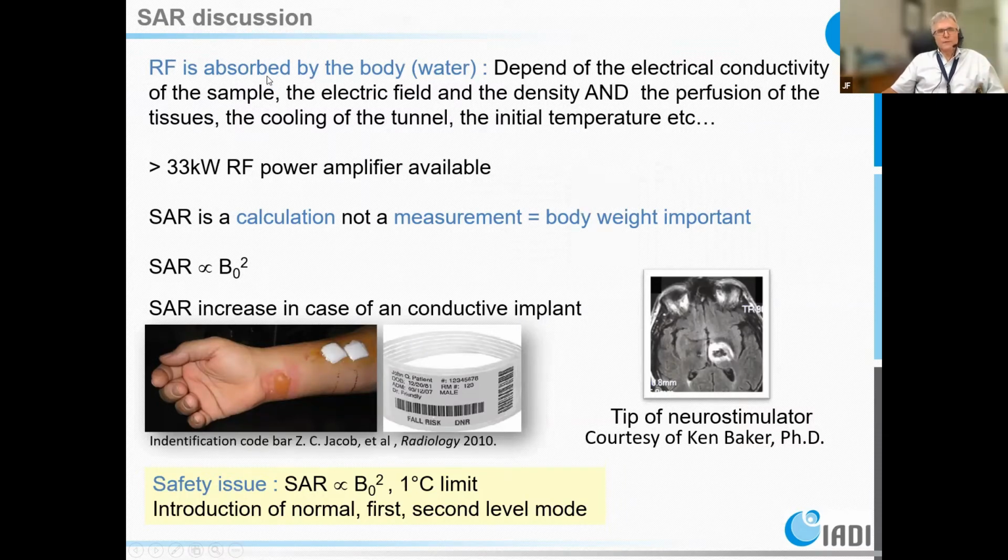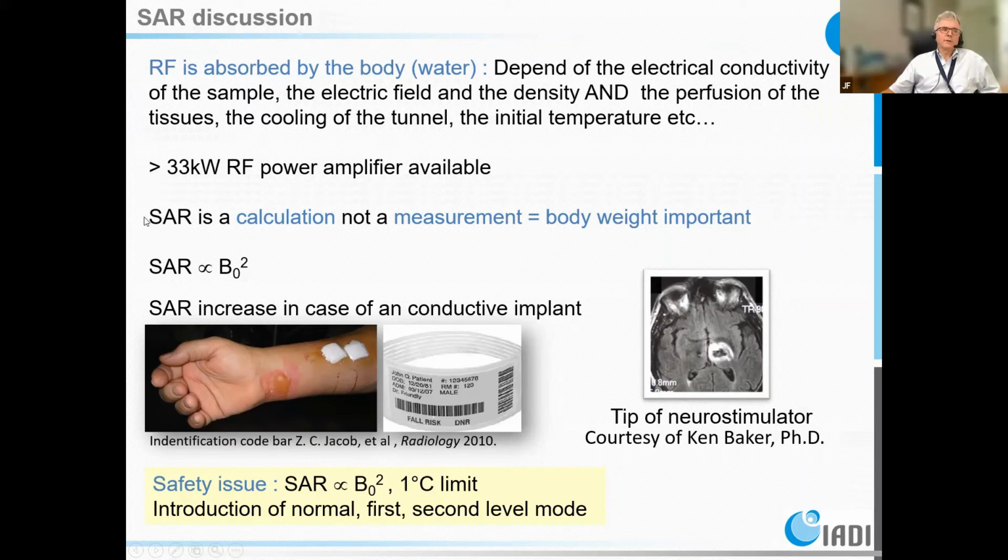In practice, if you have no conductive material, everything is controlled by the system, there is no problem at all. The problem is the system is today calculating also how the heating is going up, and so you have to cool the tunnel. Everything is under control on the system. Again, we have a lot of power.